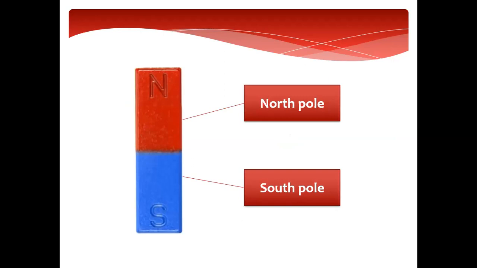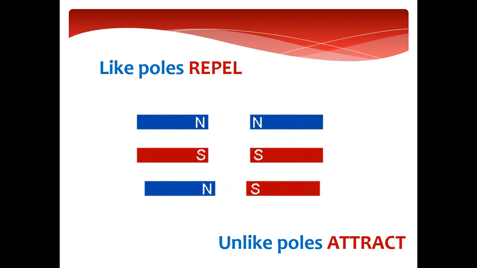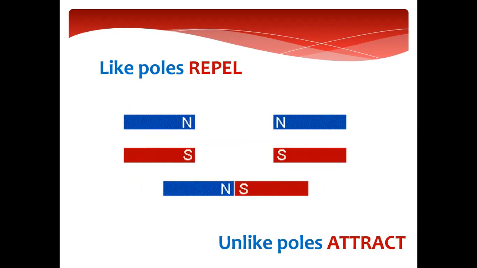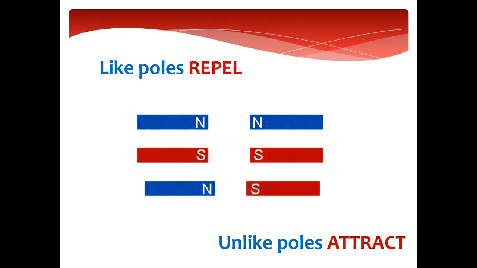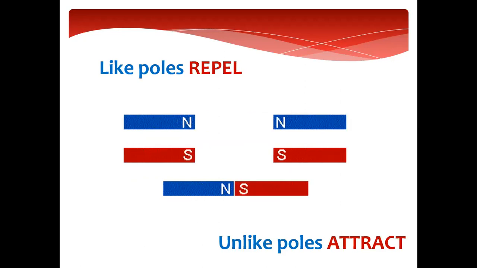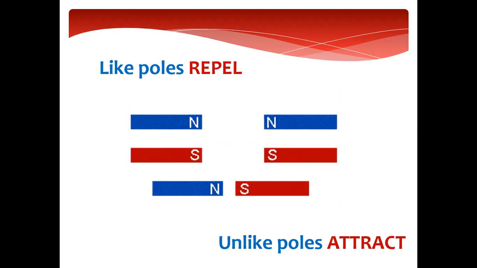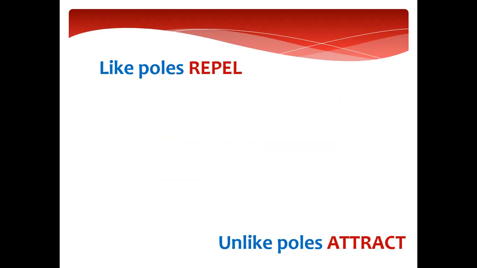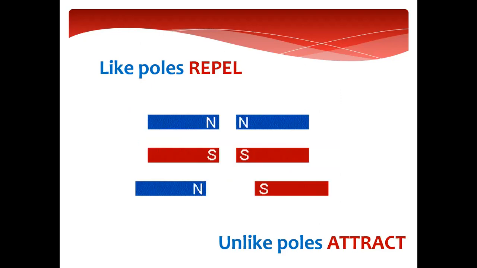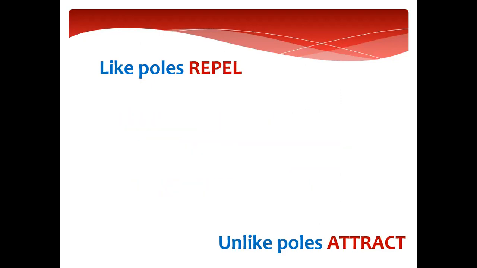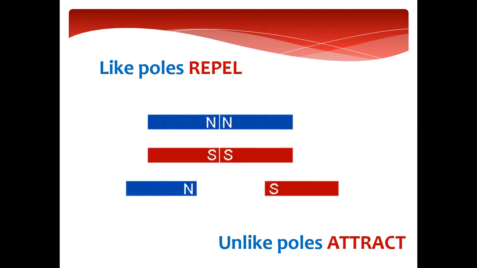What does this part or this end mean? It's called a pole. We have the North Pole and the South Pole. Those are the two ends of the magnet. And then we said that there are many cases of the magnet. If I put like poles of the magnet together, they will repel. What does like poles mean? It means that I put either the north beside the north or the south beside the south. They are alike, so they will repel. What does repel mean? They will not be attracted to each other. They will not be stuck to each other.